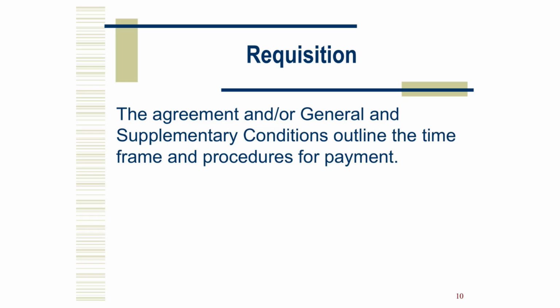Your agreement and the general and supplementary conditions set the clock. When do you send the draft? How many days does the architect have to review? When must the owner pay? Under what conditions can payment be withheld? Know the timeline and meet it every month.